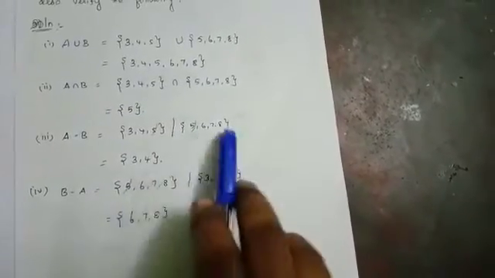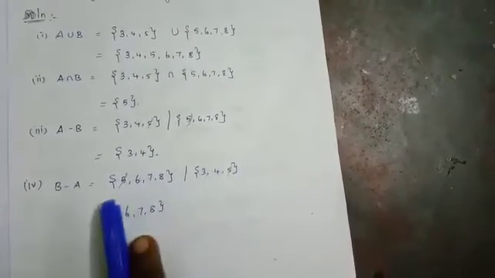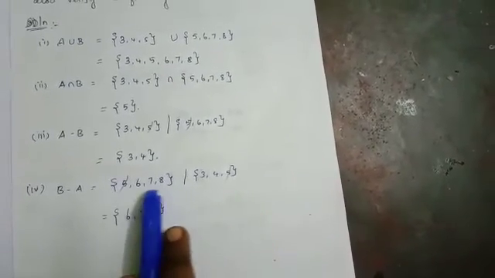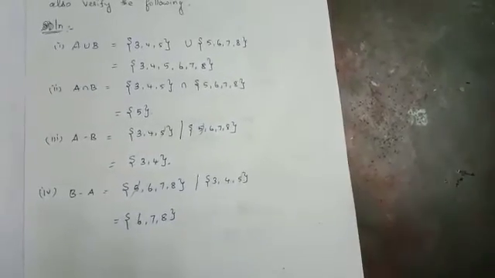B minus A means first you write the B set minus the A set. The common term will be cancelled. The first set is B, so you write what remains of B: 6, 7, 8.